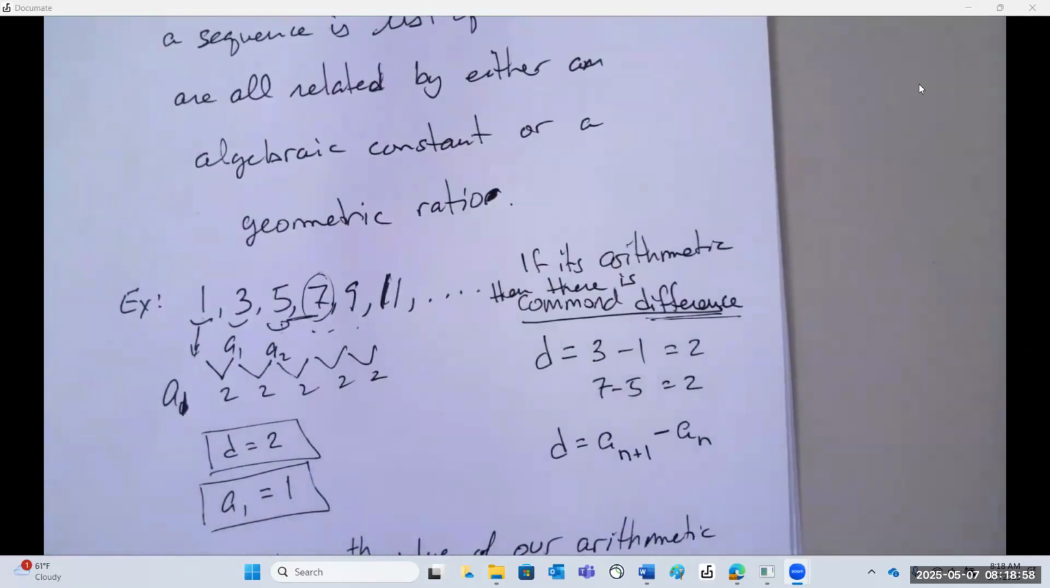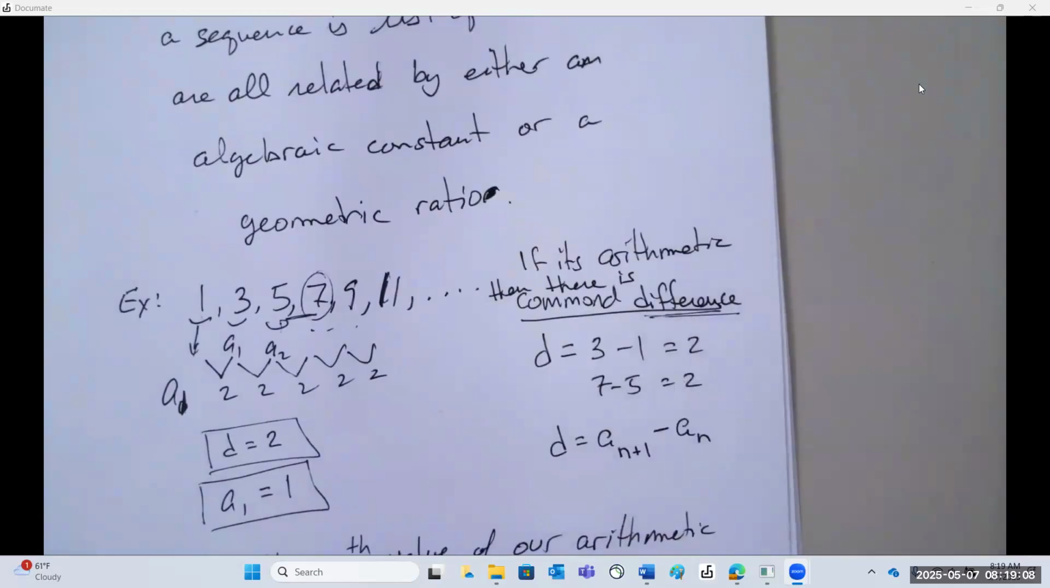This way, you can find any sequence number you want to. Just tell me what number you're looking for, and I'll put it in there, and I'll find it, as long as we have a common difference.